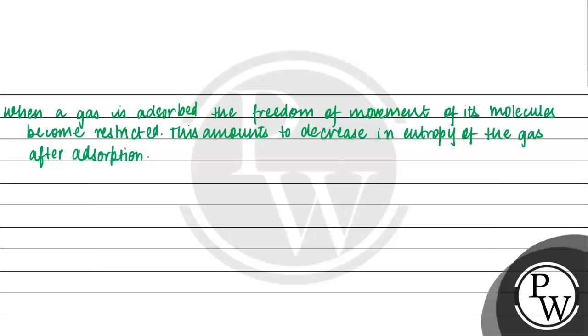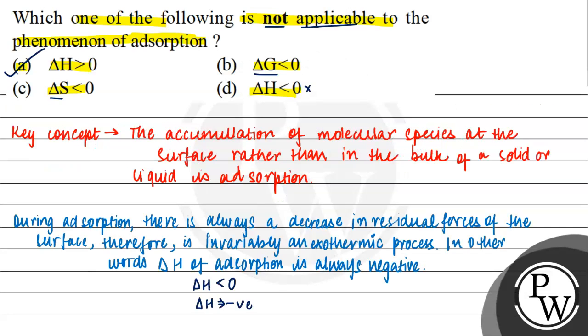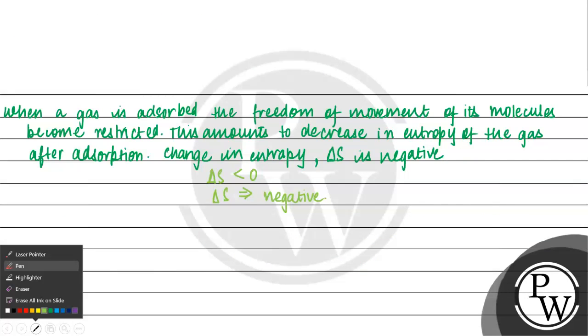So we can say change in entropy, delta S, is negative. तो इसमें भी हम कह सकते हैं that delta S is less than 0 because delta S is negative. Now let us see the options. So हमारा delta S is negative is also eliminated because it is applicable to the phenomena of adsorption. Now let us talk about Gibbs free energy change, which is delta G.